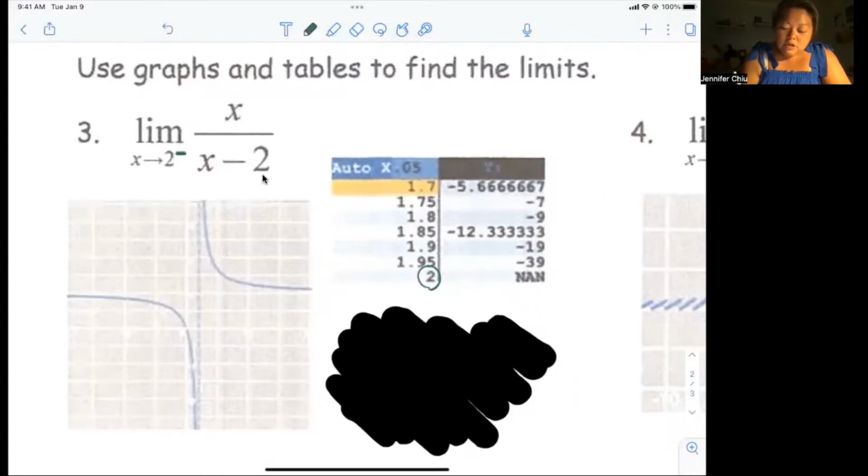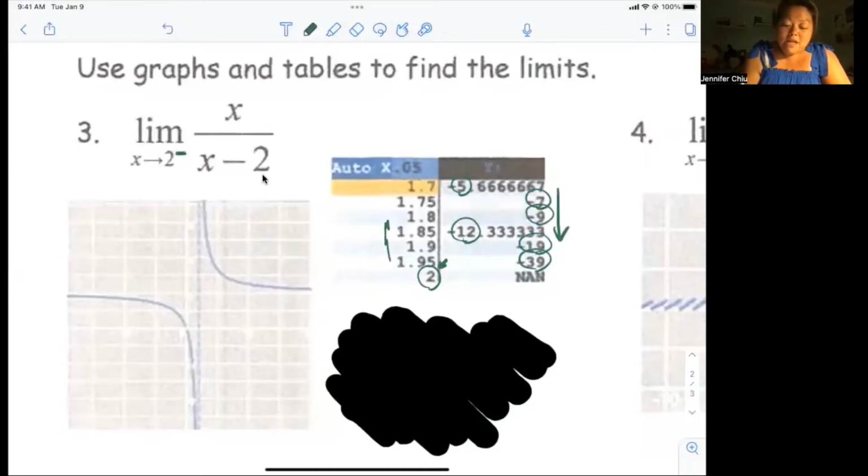Notice how I look at 2 from the left-hand side, so any number that is smaller than 2. So going towards it, what is happening? We'll start from -5, go up to -7, to -9, to -12, to -19, to -39. So yeah, it's getting big, but not that much bigger. That's because the difference between the number prior to the 2 is not significant enough.